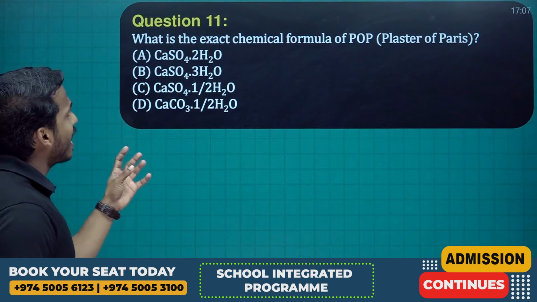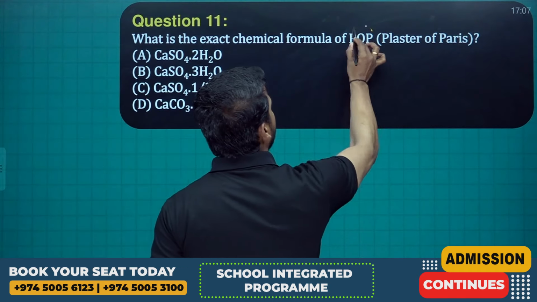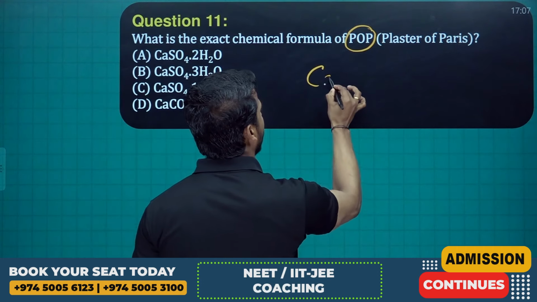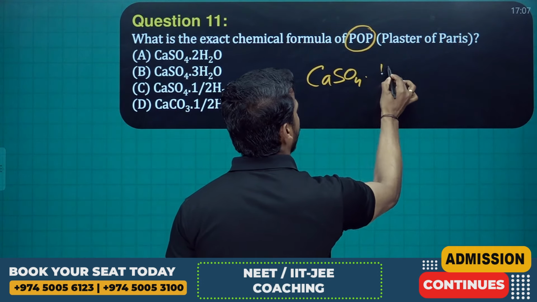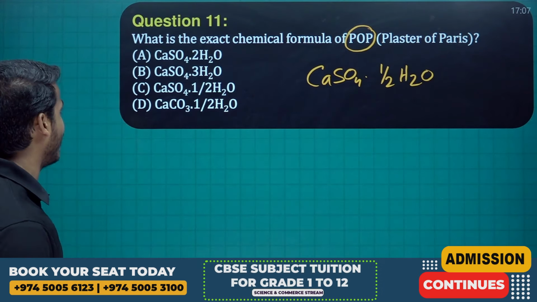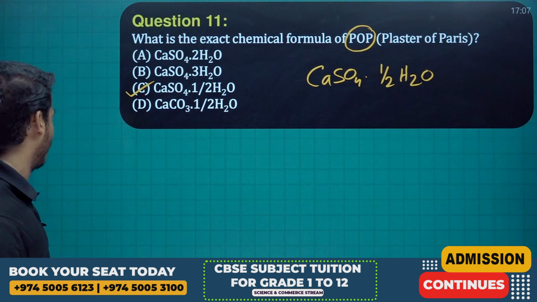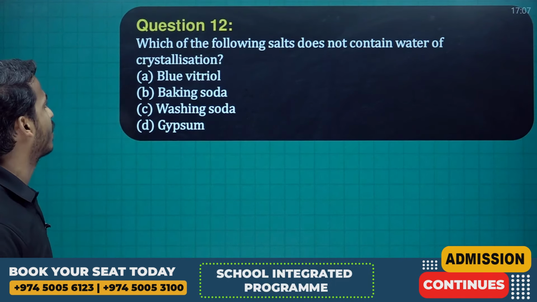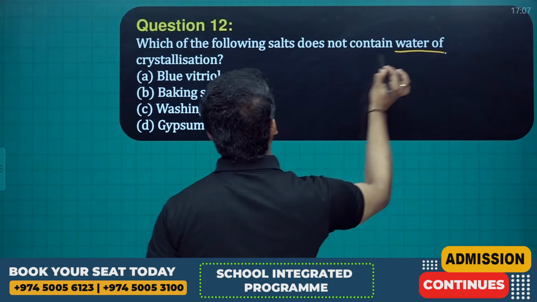Now, what is the exact chemical formula of POP, plaster of Paris? What is the exact chemical formula? Yes, CaSO4 half H2O, my dear student. So where is it CaSO4 half H2O? Yes, option C. Now, which of the following salts does not contain water of crystallization?